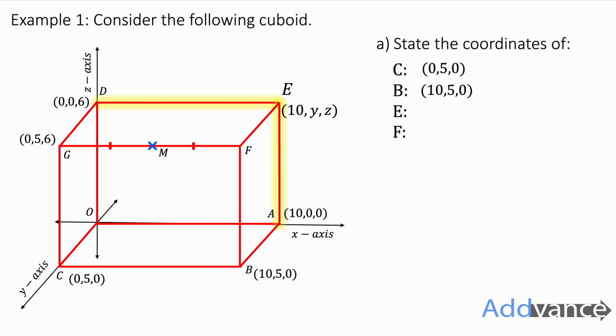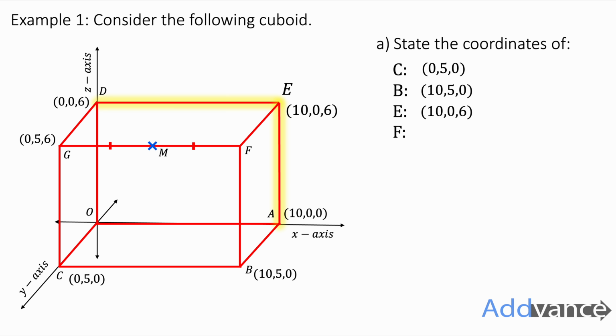Now, we know D and A, and those both line up with E. And so we can see that the coordinate of E will be 10, 0, 6, like that. So the x coordinate comes from A, the z coordinate comes from D, which we found from G, and then the y coordinate is 0 because it's not coming towards us at all, it's staying in line with the x and z axis, like that. So we get 10, 0, 6 there.